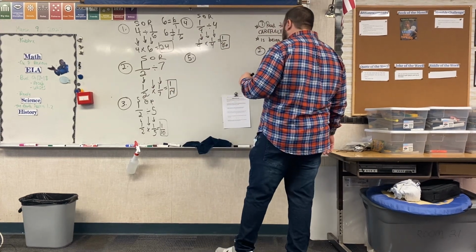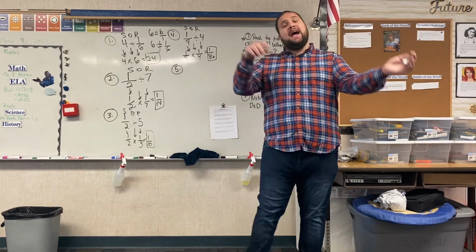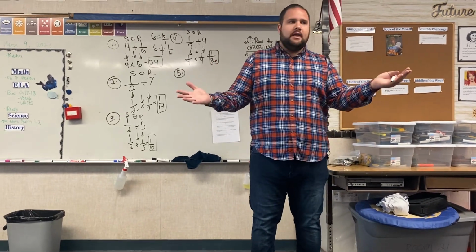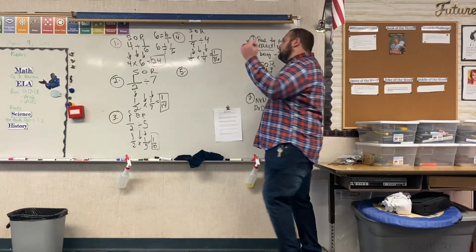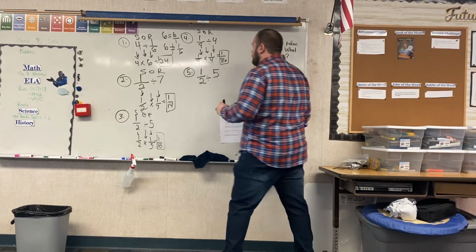How much ice cream will a family of 5 get if they equally distribute half of a gallon of ice cream? Even though half comes after the 5, what's being divided? The half gallon of ice cream. So that's our first number. 1/2 divided by 5. Okay?